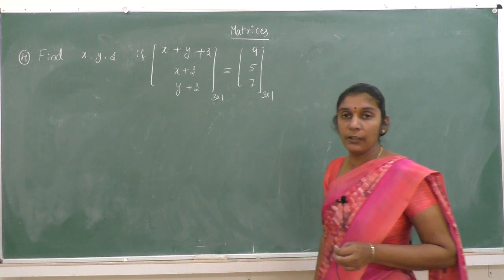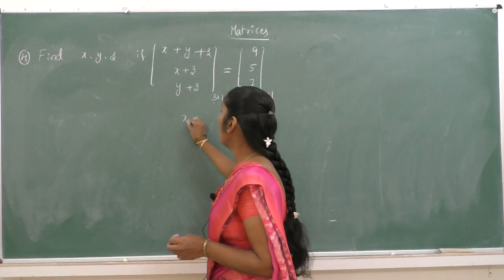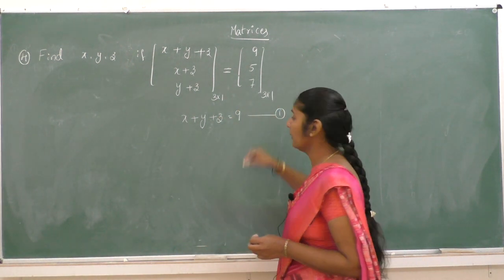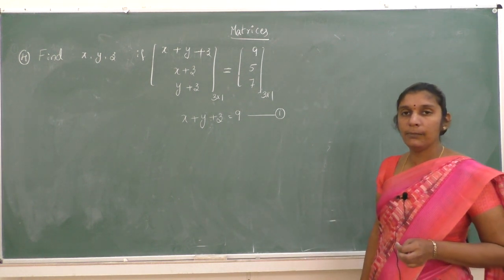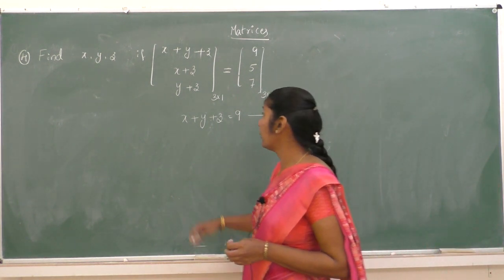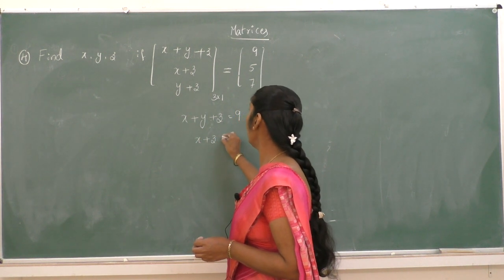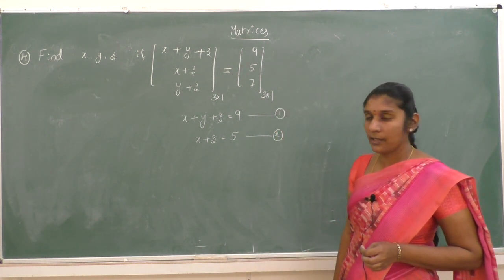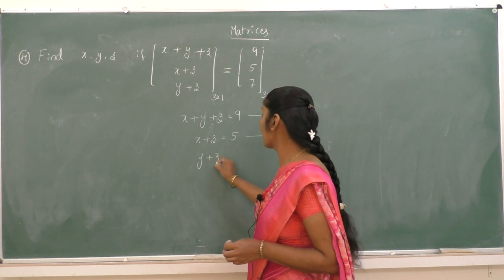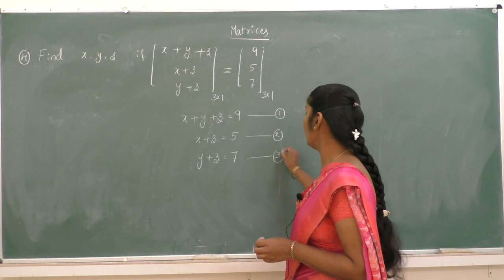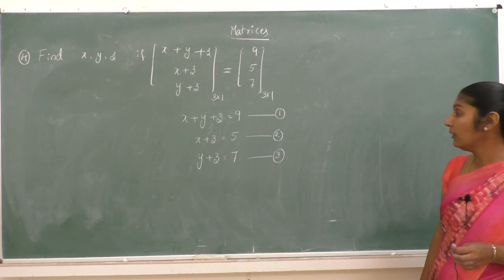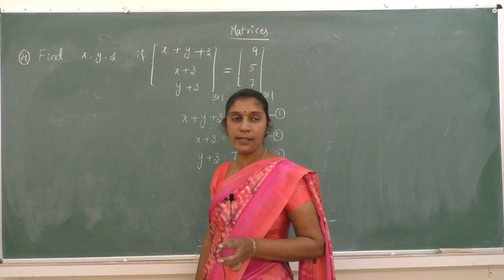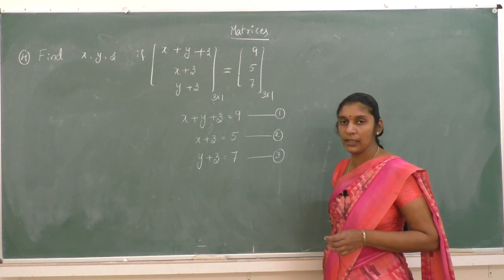First row first element is equal to first row first element. That means x plus y plus z is equal to 9. Call this equation number 1. Here there are more variables, x and y and z. Second, x plus z is equal to 5. Call this equation number 2. Because here there are two variables. Next, y plus z is equal to 7. Call this equation number 3. So our aim is to calculate the value of x, y and z.